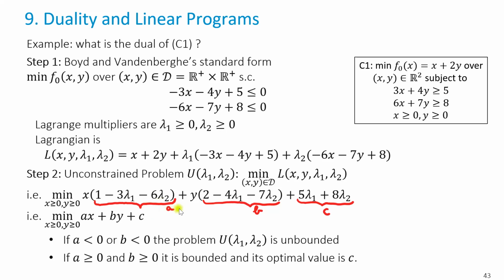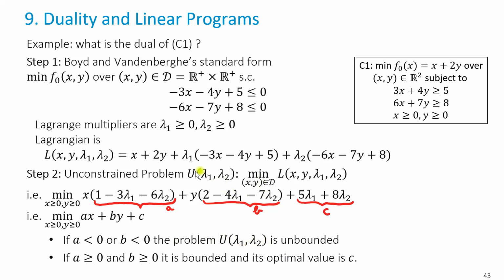If the coefficient a, for example, is negative, and I want to minimize this, since x is constrained to be positive, ax might be as large as possible in absolute value with a minus sign, so the minimum would be minus infinity. So if one of the two coefficients here is negative, this problem is unbounded here.